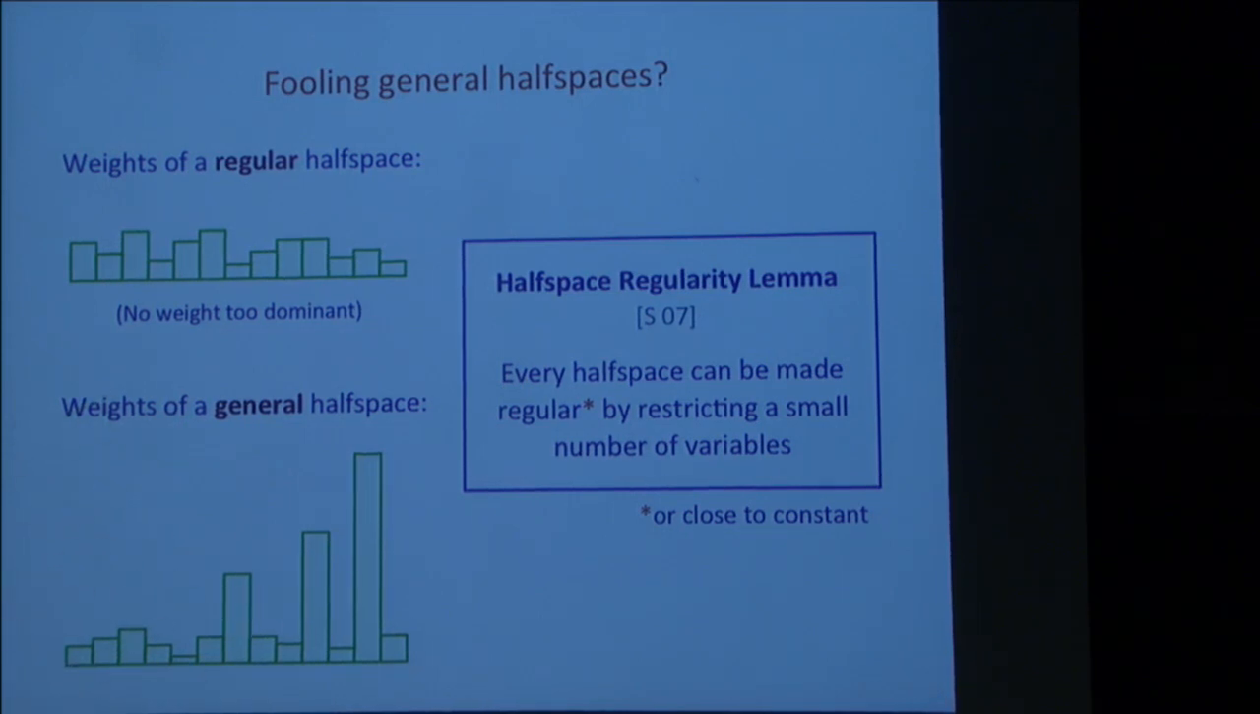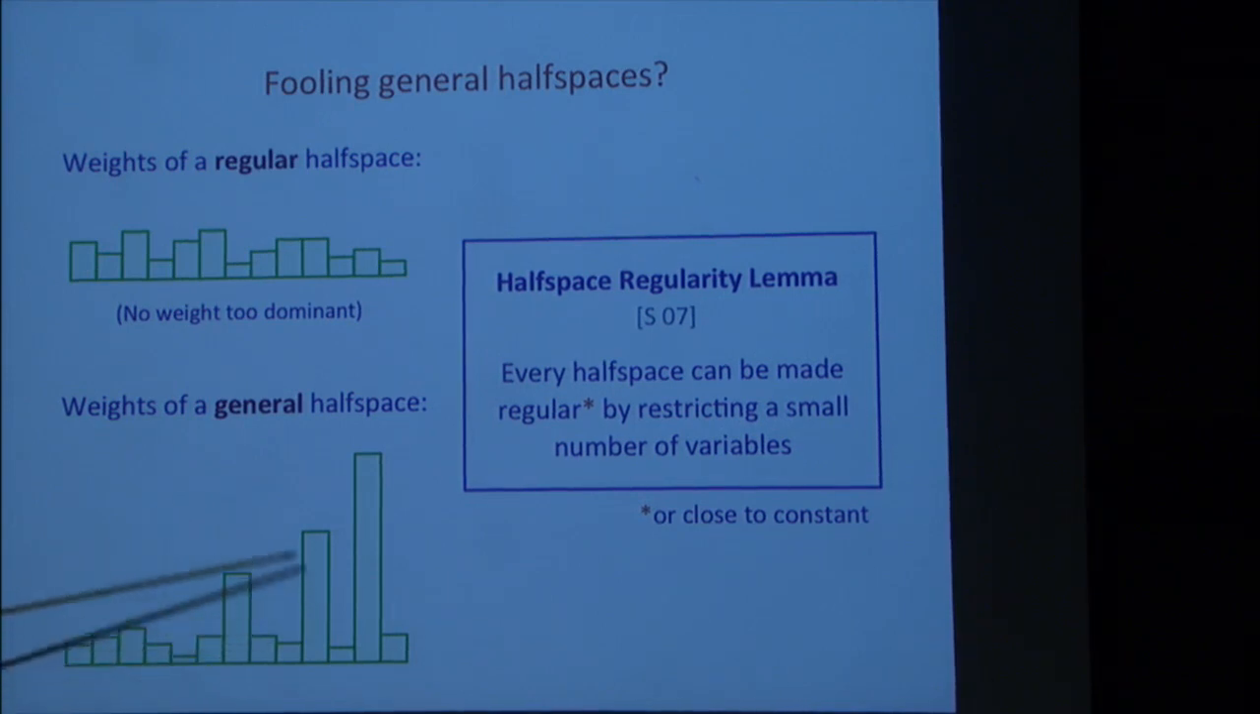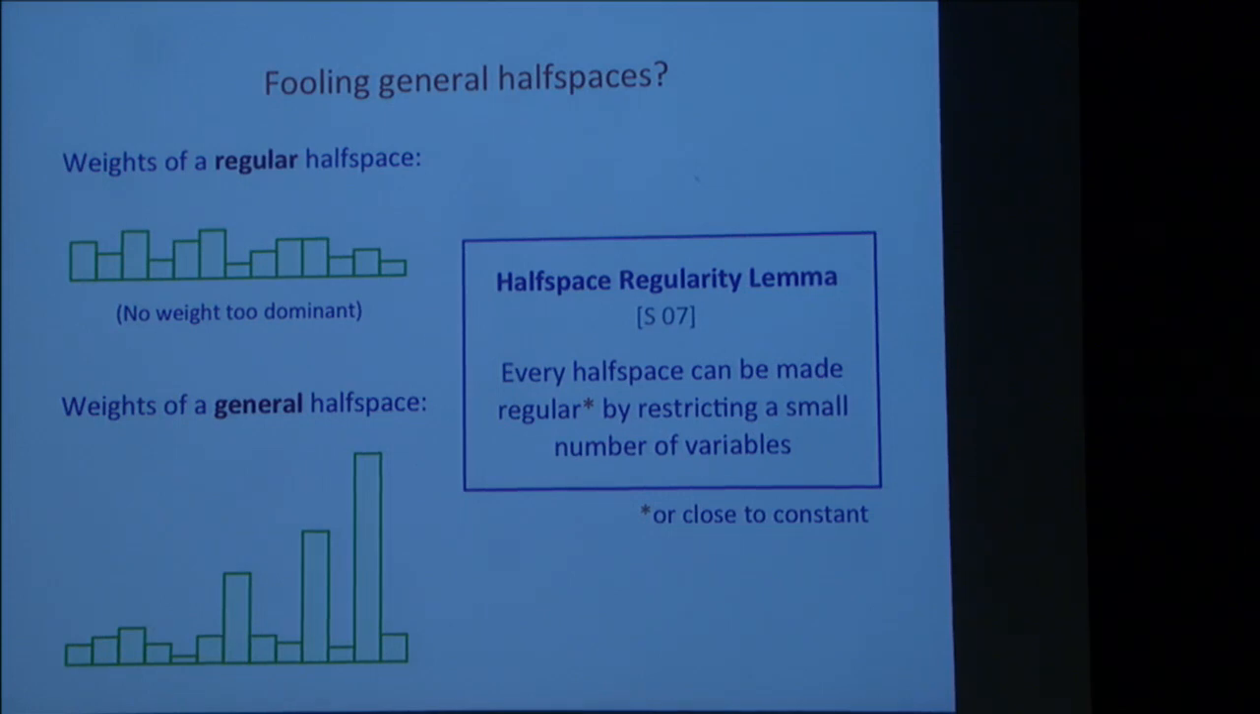Without going into a lot of detail about what this kind of statement says, it essentially says the following. If you have any half space, even a guy with big weights like this, which is non-regular, you can restrict a small number of variables, and after restricting a small number of variables, the half space will either become regular or it'll become close to constant. Almost every way of fixing that small number of variables will make the half space become very close to a constant function. So these are both good outcomes because we're happy when it's regular, and if it's close to constant, that shouldn't be very difficult either.